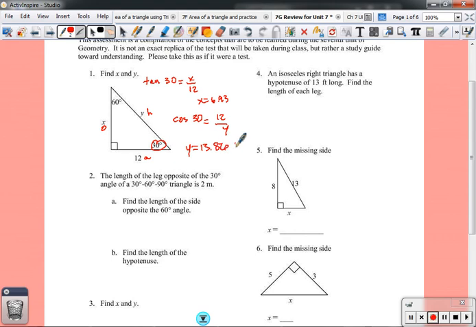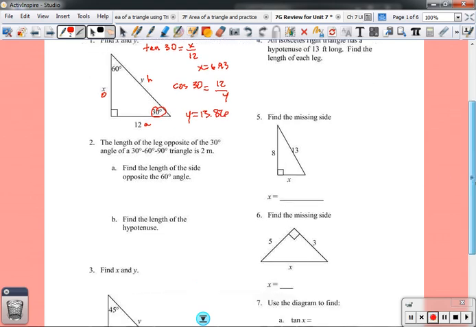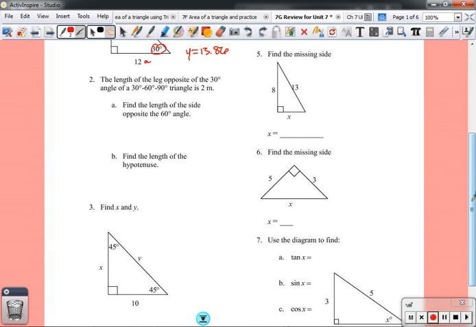Alright, let's take a look at number 2. The length of the leg opposite of the 30-degree angle of a 30, 60, 90 triangle is 2. This one, just for the sake of practicing, I'm going to draw the triangle. Look at that, that is gorgeous. 30, there's the 90, there's the 60. The leg opposite the 30 is 2.